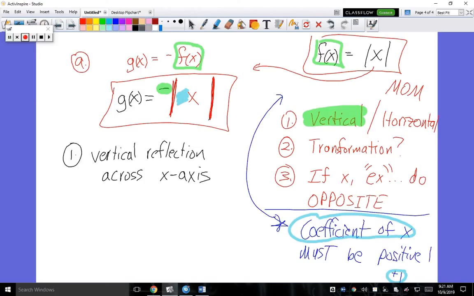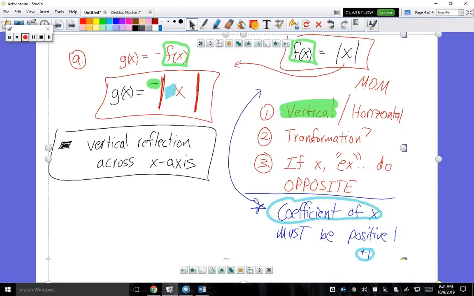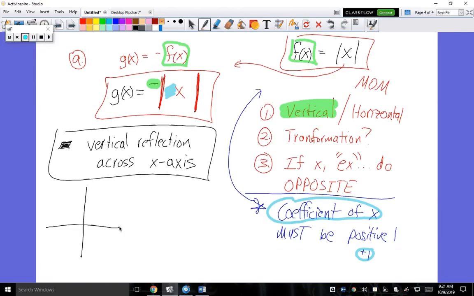Do I even use rule 3? No, because I never had it with the x, right? So my only transformation was that. That means the parent function, where I originally started, your parent, which started right here as this, when you vertically reflect it, g of x, this is you, is down here. Make sense? Easy enough, right?